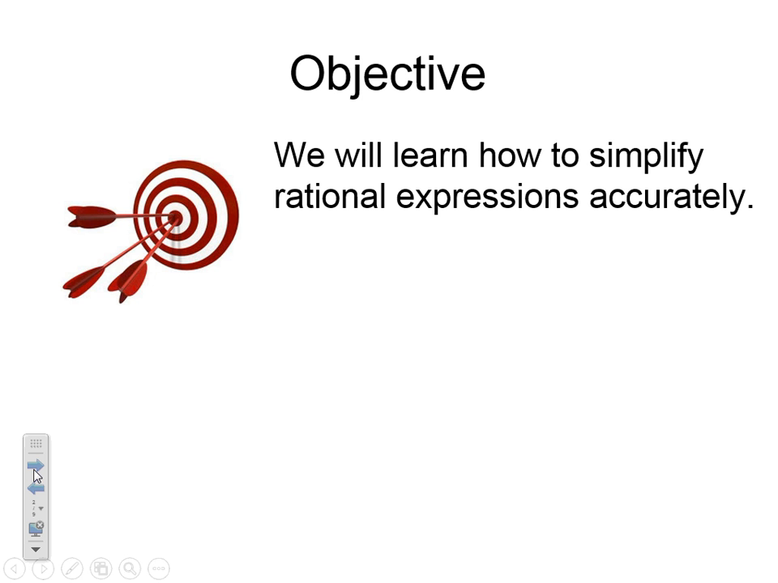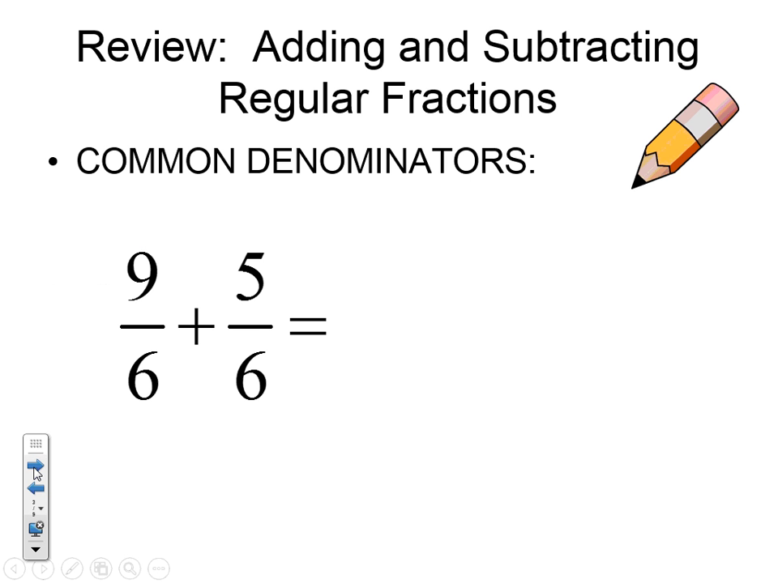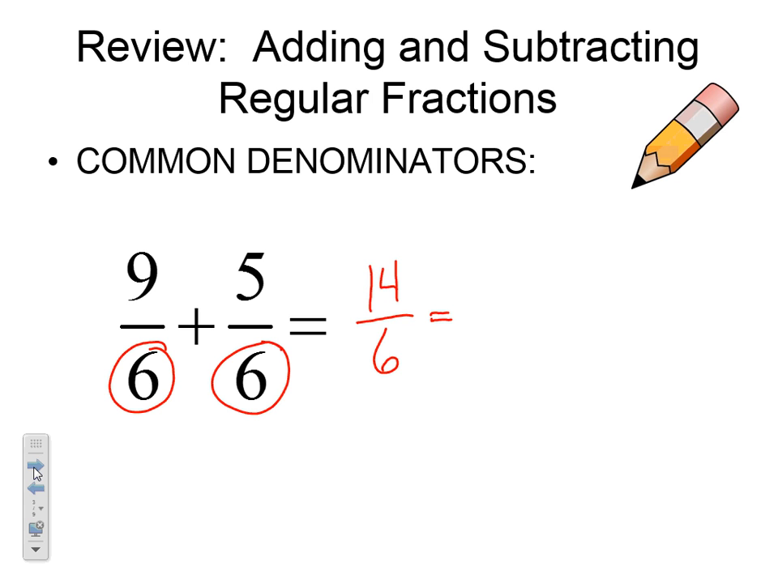So the same idea that we've already been doing, except for now today we're adding and subtracting before we simplify. A little review: when we're adding and subtracting regular fractions, we have to have a common denominator. It's very important. These have to be the same. So if I did this one, I'm going to add 9 plus 5, and I'm going to get 14 over 6, which simplifies, because we have to simplify all of our fractions, so 2 goes into both of these. So we get 7 over 3. And we can leave it as an improper fraction.